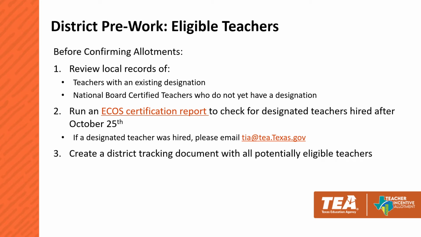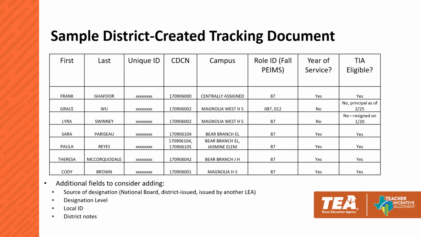And if a designated teacher was hired, please email us at tia@tea.texas.gov. And then we ask that you create a tracking document with all teachers who are potentially eligible for TIA. Here's a sample tracking document. We've included the teacher's first and last names, their unique ID, which is a 10-digit unique identifier through the TSDS Unique ID application, their CDCN, campus, role ID as of fall PEIMS, the year of service, and whether or not they should be TIA eligible.